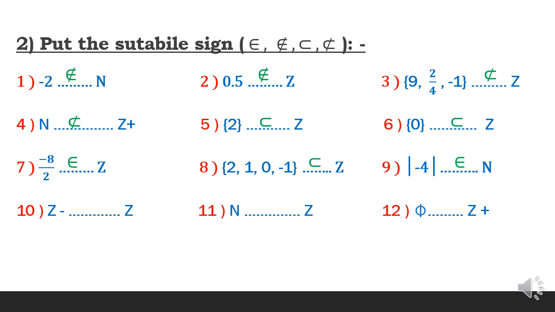Z negative to Z, subset. N to Z. N is a subset of Z. 5 subset of Z positive.